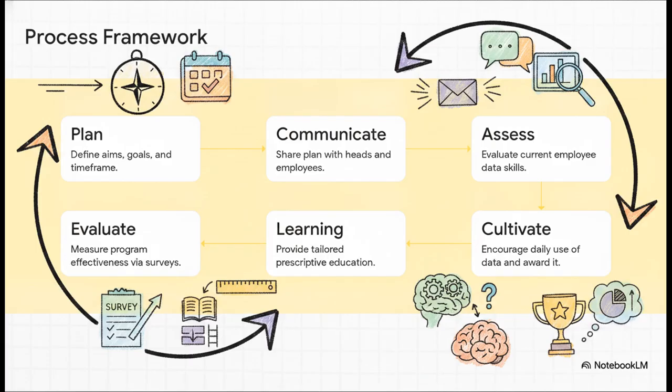Fourth, you cultivate the culture. This one is huge. You encourage your employees to use data in their daily tasks and maybe even hand out awards to the people who make the best data-driven decisions. Fifth is prescriptive learning. Because let's face it, everyone learns differently, right? So you tailor the education. Fast learners might get advanced visualization techniques, while the folks who are struggling get some foundational help. And finally, you evaluate. You use end-of-program surveys and assessments to measure if the whole thing actually improved decision-making. It's a continuous, incredibly powerful loop.